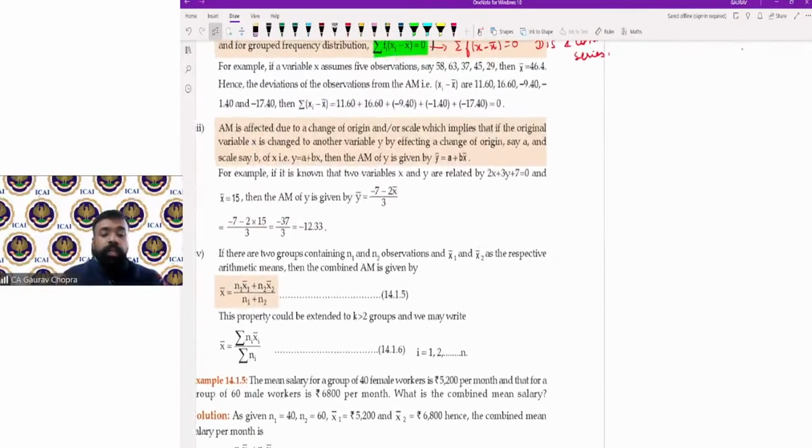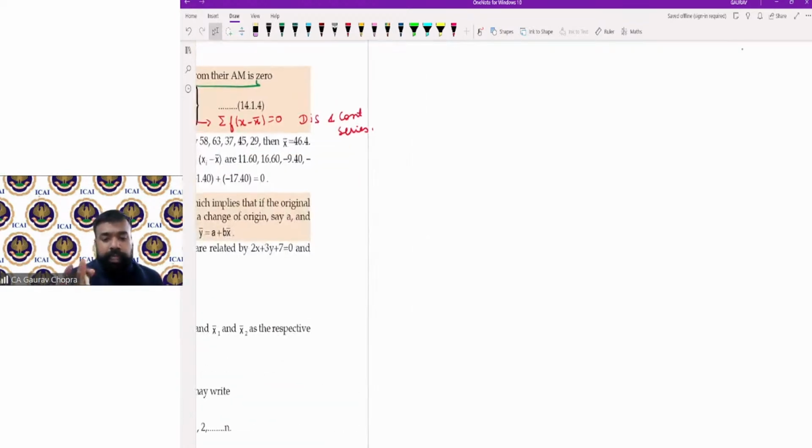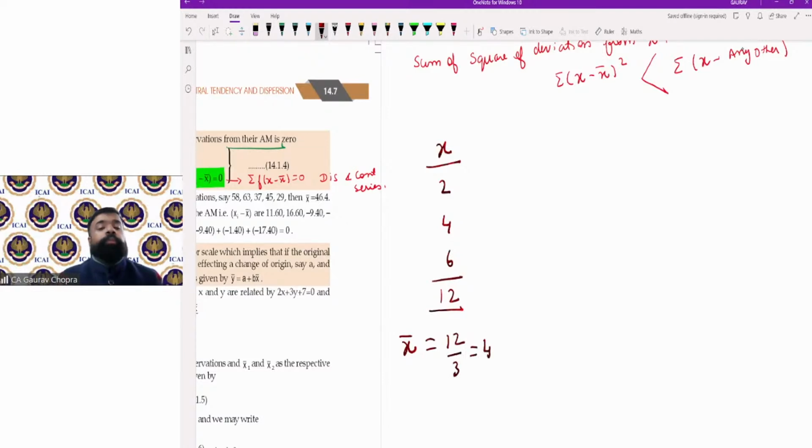What we have to do? Change of origin and change of scale. Now, in this case, what we have to do, take any value, let's say 2, and add and subtract. We have to add and subtract in the series and check what is the effect. Let's say x is given 2, 4, and 6. And we have to calculate x bar first. So x bar will be 12 upon 3, that is 4.